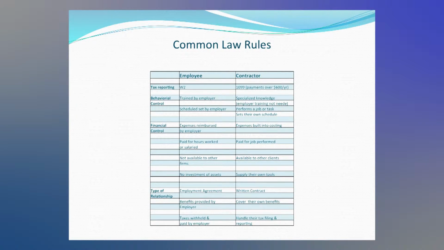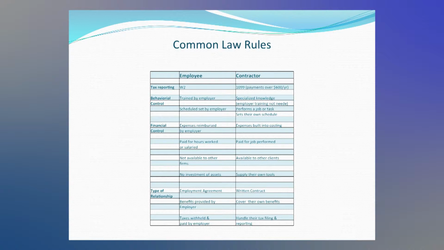Now, under financial controls, here are a few examples that you want to look at. Business expenses are generally reimbursed by an employer when the worker is an employee, somebody working for you. However, for a contractor, business expenses are generally absorbed or built into the contract price. And again, in financial information, the employee is paid for the hours they work or their salary, whereas a contractor is paid for a job. Sometimes that involves hours, but it can also include many other things.